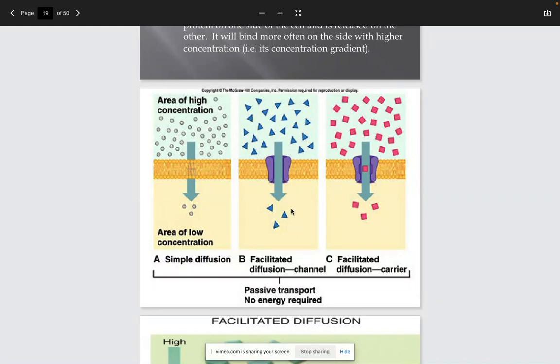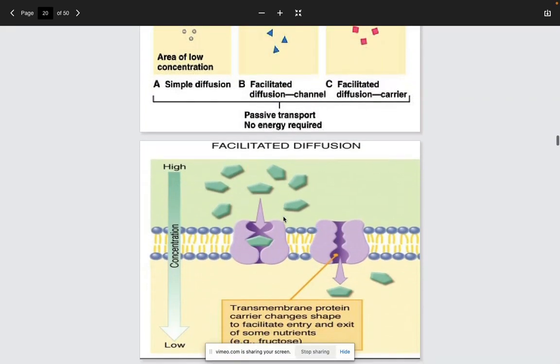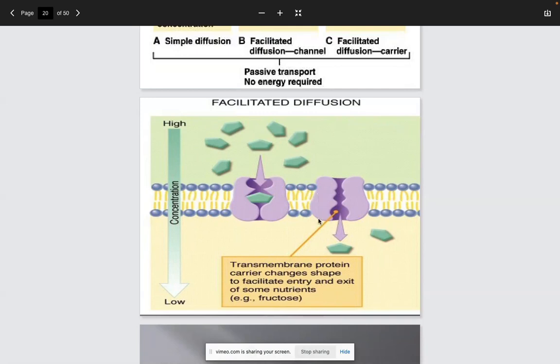What's the difference? This has a channel. This is a type of facilitated diffusion using a channel transmembrane protein, right? And guess what this is? This is using a carrier protein. What's the difference in the channel and the carrier? One's getting carried over, and one is just passing through the channel. It's essentially all this is, guys. This transmembrane protein, again, is just showing you facilitated diffusion, how the transmembrane protein is facilitating entry of some nutrients. The example that the text is using here is fructose. It's going from an area of high concentration to an area of low concentration.